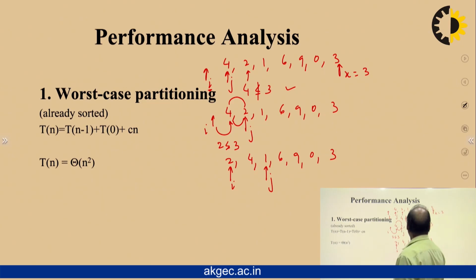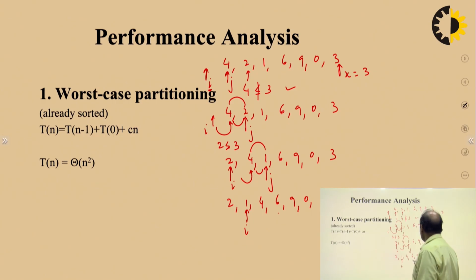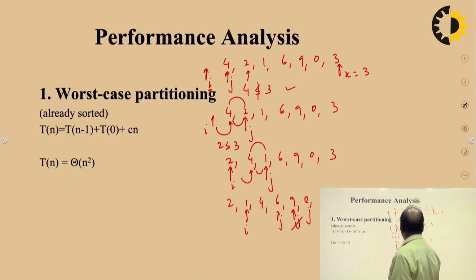Okay, again 1 less than or equal to 3, I increases to this point and A[I] and A[J] exchange. So what is the answer? 2, 1, 4, 6, 9, 0 and 3. Clear? So I is going to be here and J will point here. So again, 6 less than or equal to 3, no, J will go here. 9 less than or equal to 3, no, J will go here. Again 0 less than or equal to 3, correct, yes.